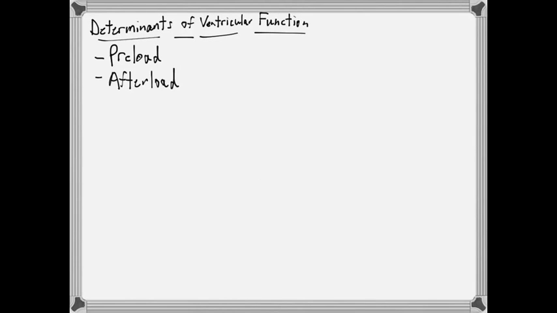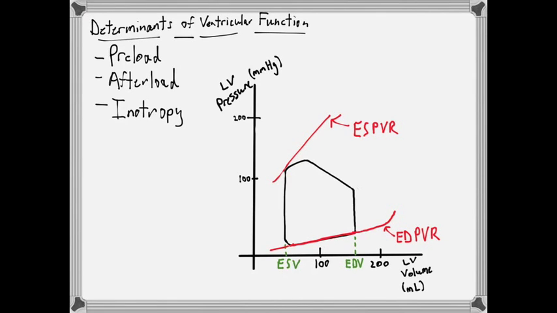These will include preload, afterload, and inotropy. Now let's go ahead and take a look at our pressure-volume loop. We've inserted it over here. And let's remind ourselves of what we use to estimate each of these values. For preload, we typically use end diastolic volume, which again is an estimate of preload.